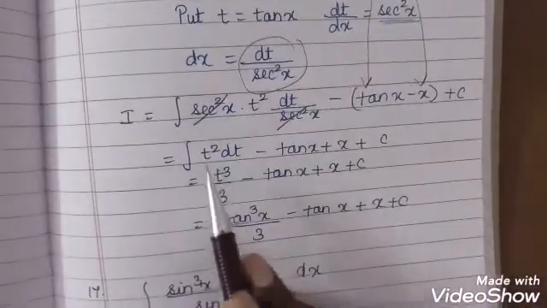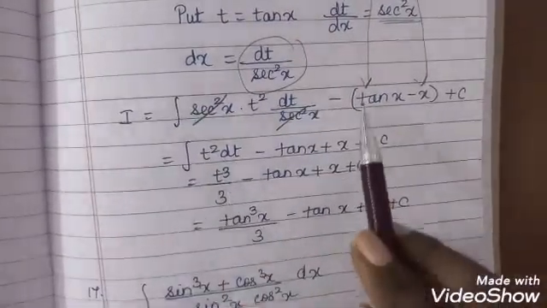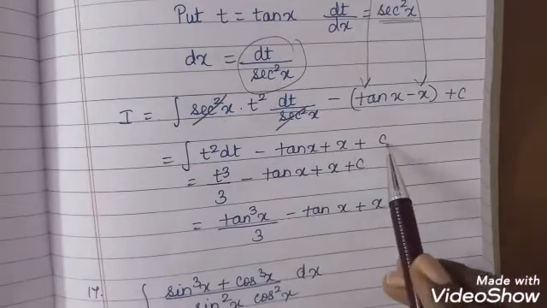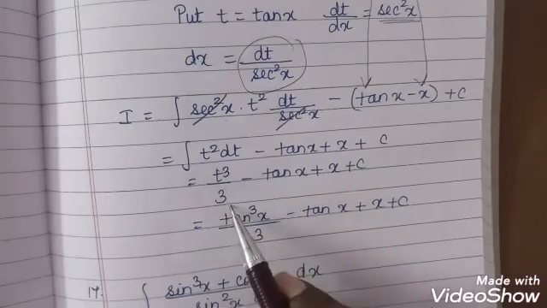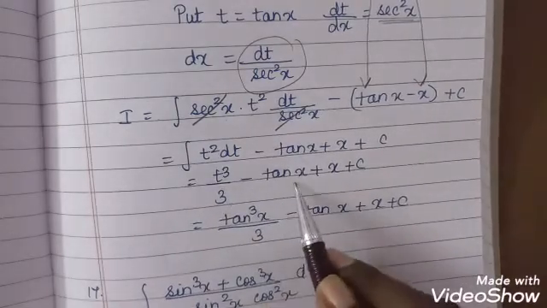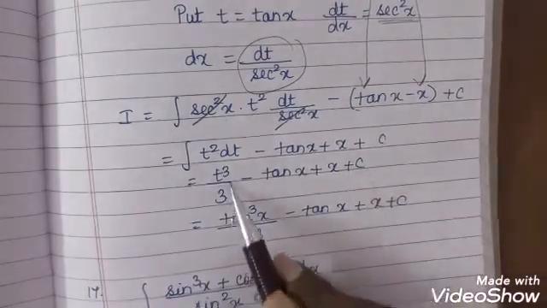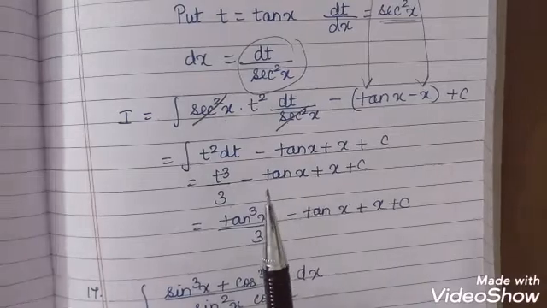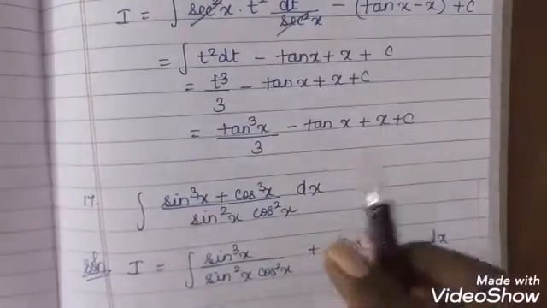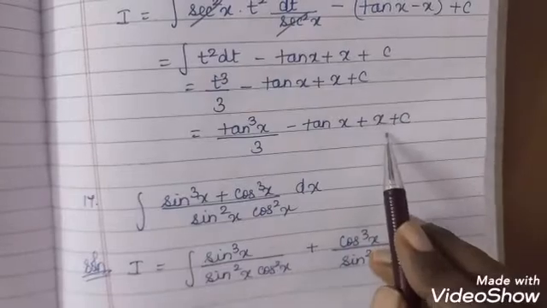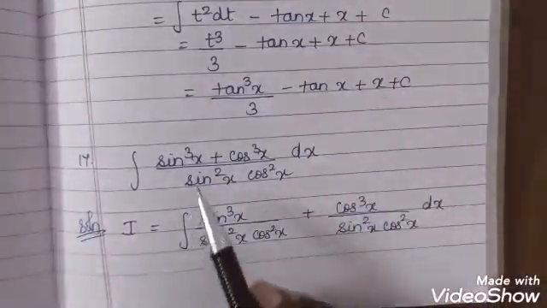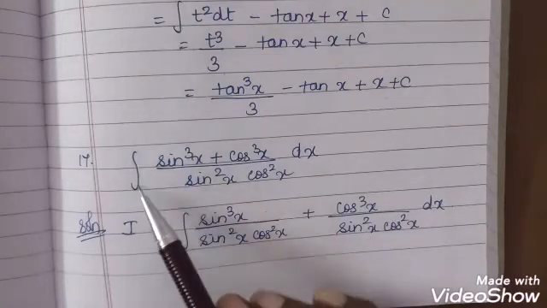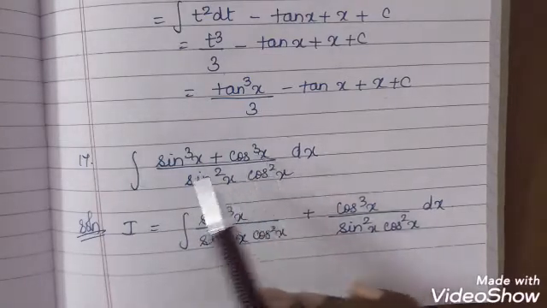Now you are left with the integral of t squared dt minus tan x plus a constant. So what is the integral of t squared? It's t cube divided by 3, minus tan x plus a constant. What's the value of t? T is equal to tan x. So the answer is tan cube x by 3 minus tan x plus a constant. Is it clear? Okay.